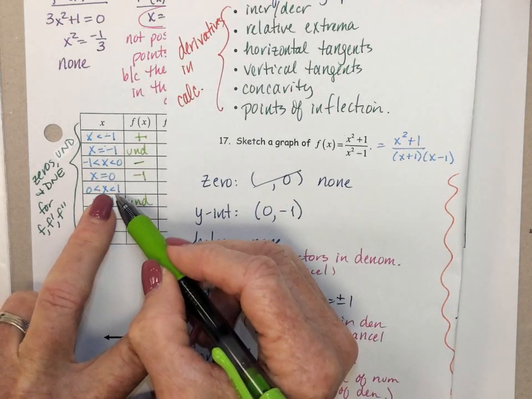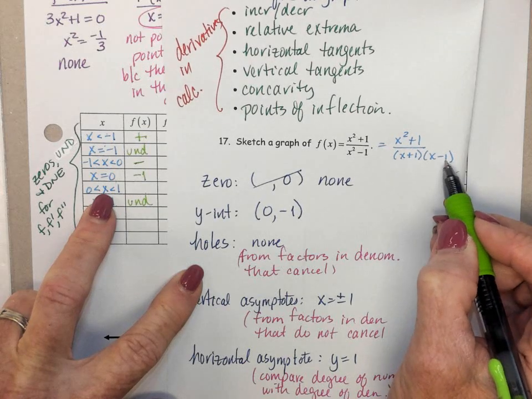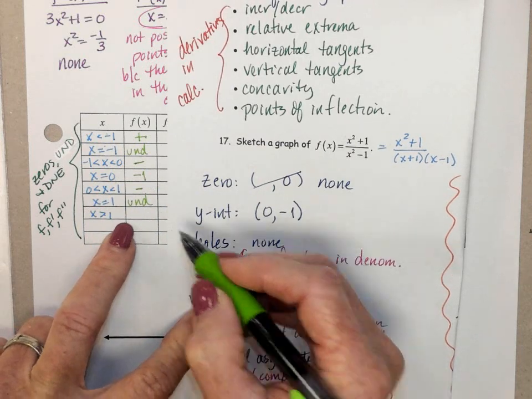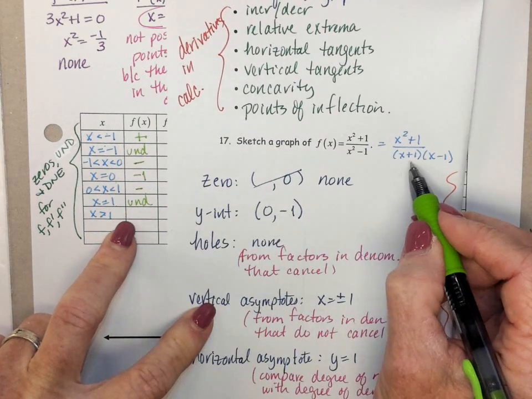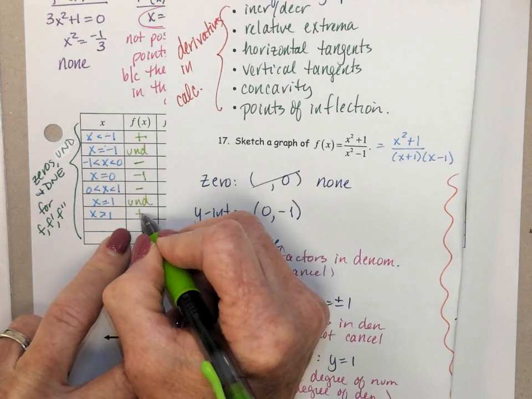Between 0 and 1, say 1/2. This is positive times negative, which is negative. And x greater than 1, say put a 2 in here. We'll have positive times positive, which is overall positive.